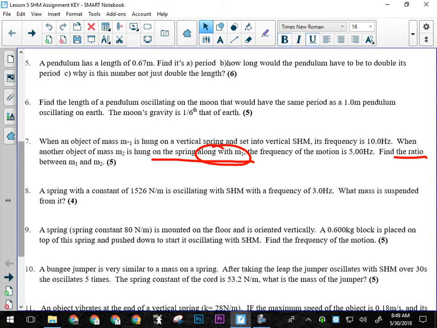Now, the thing you need to know here is that this situation needs to be read very, very carefully. In the first situation, one mass is hung on this spring, and then it's pushed and allowed to oscillate up and down. When it does that, its frequency is 10 hertz. When another object of mass 2 is hung on the spring along with the first mass, so both masses are on in the second situation, the frequency is 5 hertz. Find the ratio between the 2 masses.